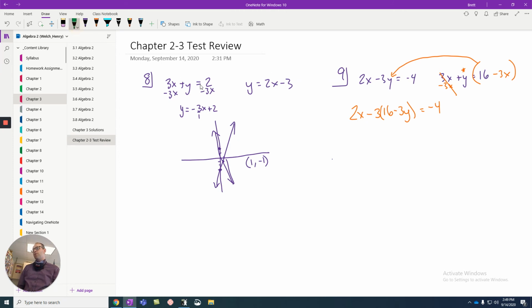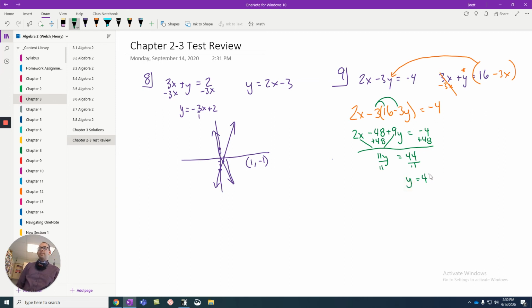The algebra we're going to go through right now is not complicated, but you've got to be careful about signs and about combining like terms. I'm going to go ahead and distribute. I'll still have my 2x, but now it's minus 48. And this is really important: a -3 times a -3x is a positive 9x equals -4. I'm going to move my 48 over to the other side by addition. Then I've got my 2x and my 9x that need to combine to make 11x equals 44. Of course, if we divide by 11, x is 4.